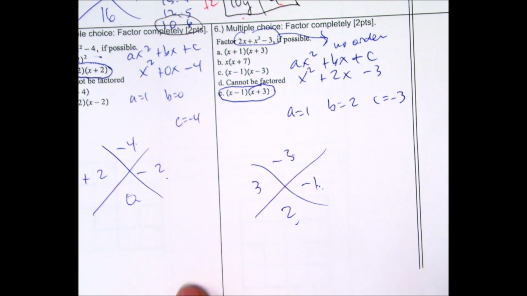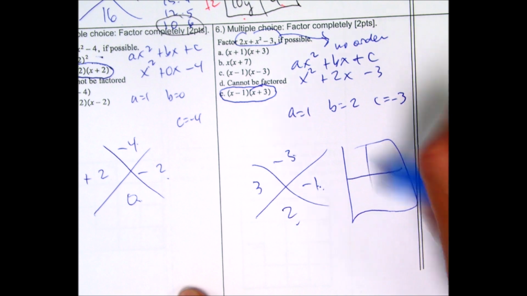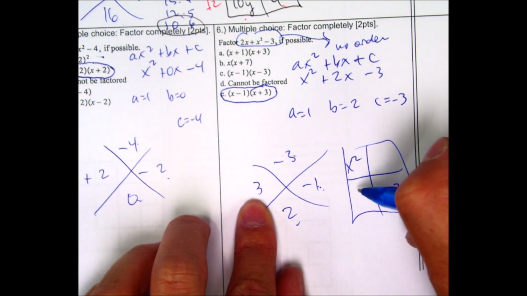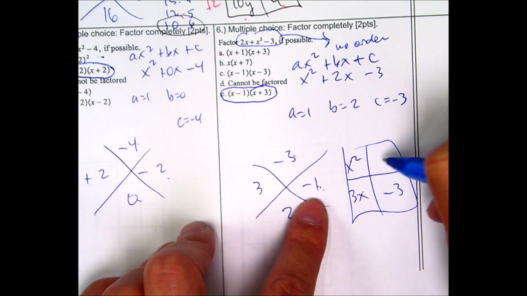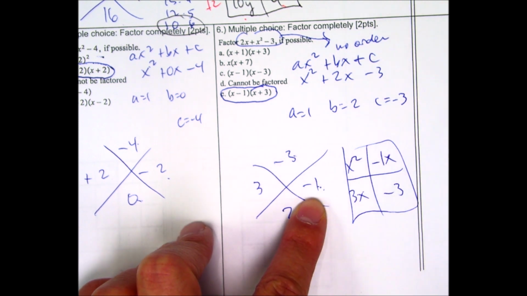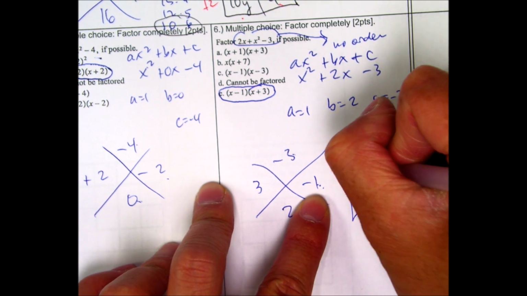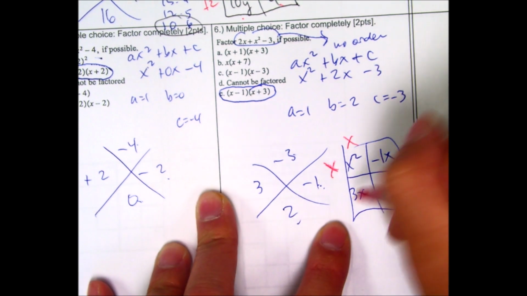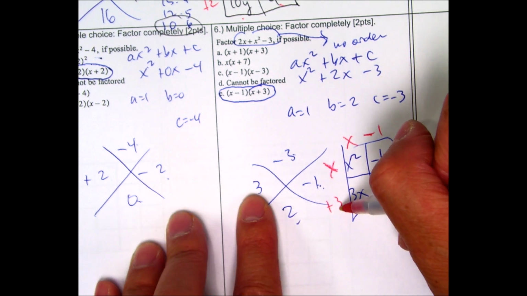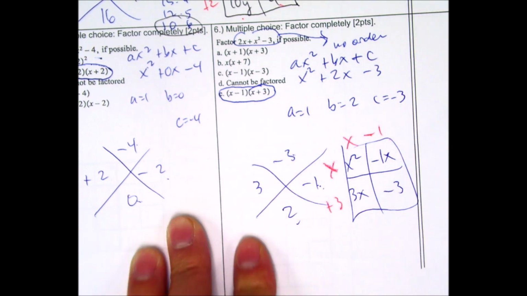Again, you can put it into the box and you get the same two answers. x squared, negative 3, 3x, negative 1x. This would be x, this would be 3, and this will be a negative 1, and notice how those are the same as those right there.